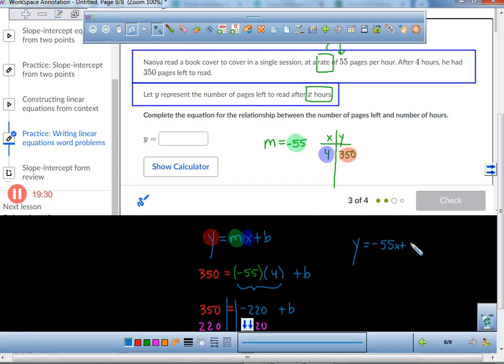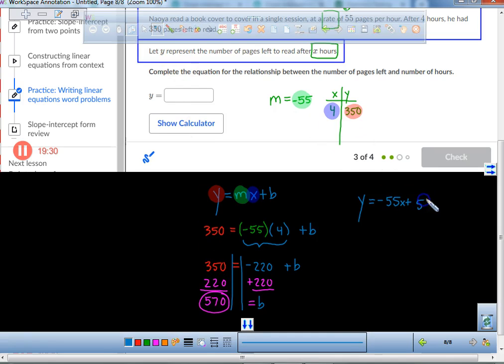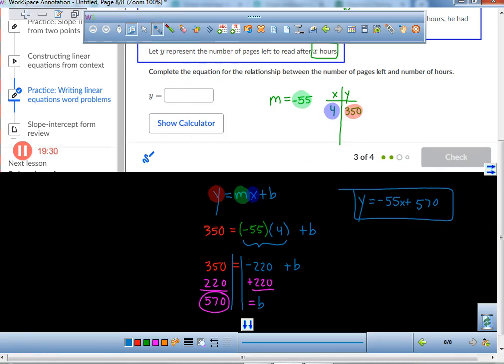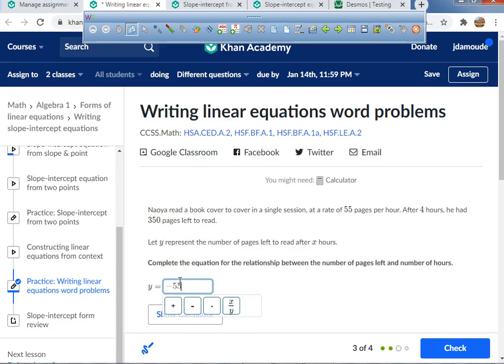Put X, sorry. What are we adding? What do we start at? Nope, not 220. What did we start out at? We start out at 570. All right, 570. So I'm going to carefully write this in. Y equals, I'm going to type in negative 55x, and we started out at plus 570.